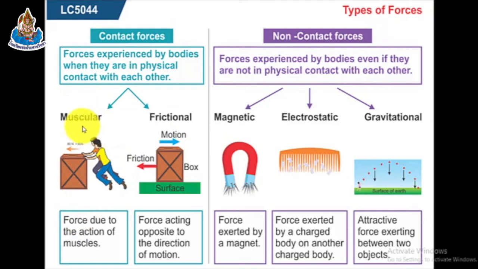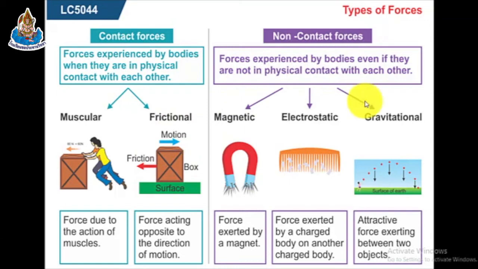Muscular, as you all know, is a force due to the action of muscles. And then mechanical is the use of machines. Here we have a new one. I included here frictional force. What is a friction force? Friction force is the force acting opposite to the direction of the motion. As you can see in the picture, if you're going to move this box to the right, friction will act to the opposite side. But we're going to discuss more about friction in the following lessons. We will have a new lesson solely for friction.